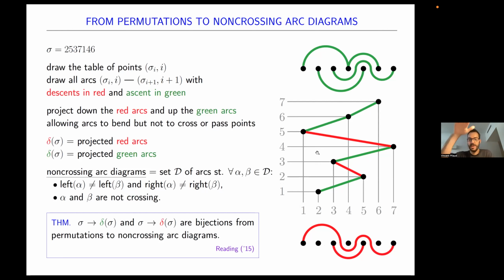And now you shrink everything down. So you shrink everything vertically in such a way that the arcs are allowed to bend but not to pass vertices. Then what you see in red is, well, you can think of it as just a bunch of permutations with a single descent, so a bunch of join irreducibles. So it's a canonical join representation of this permutation.